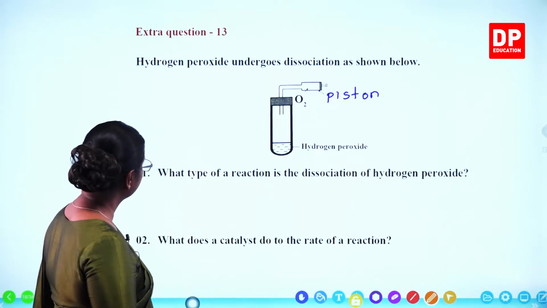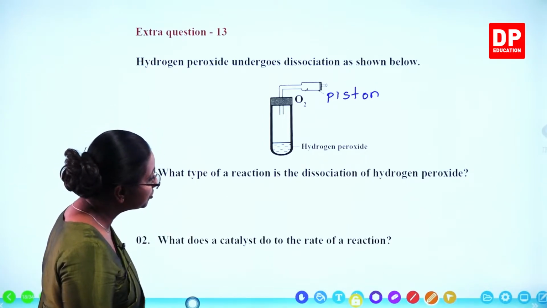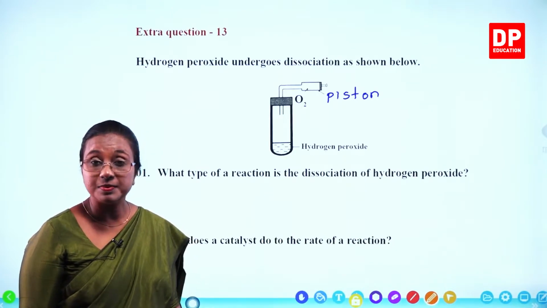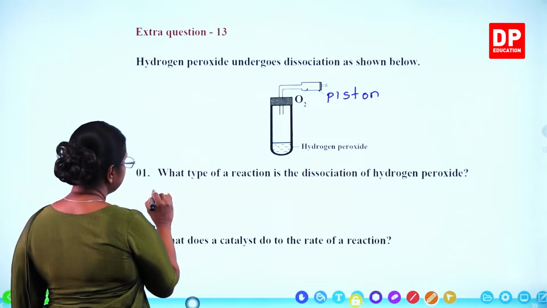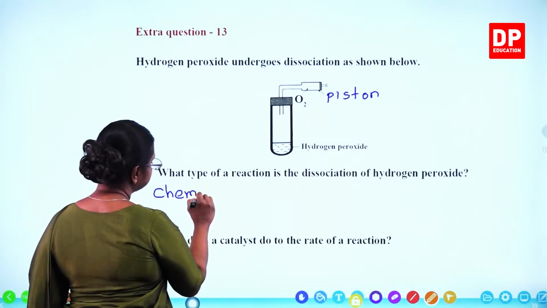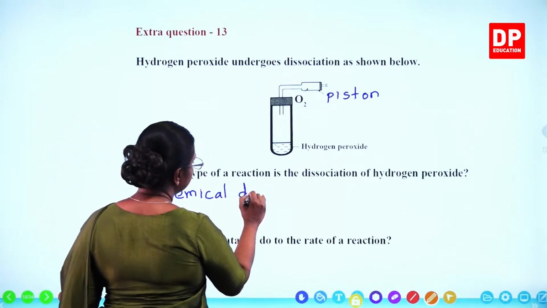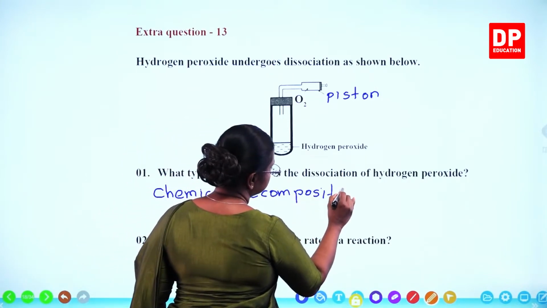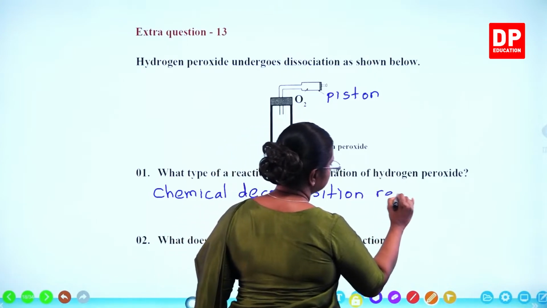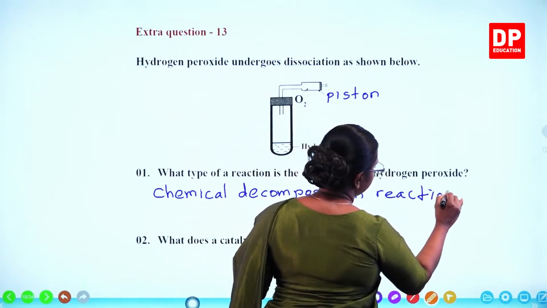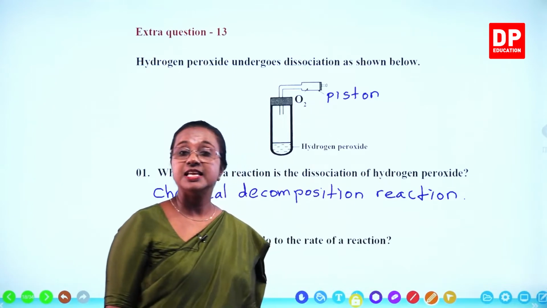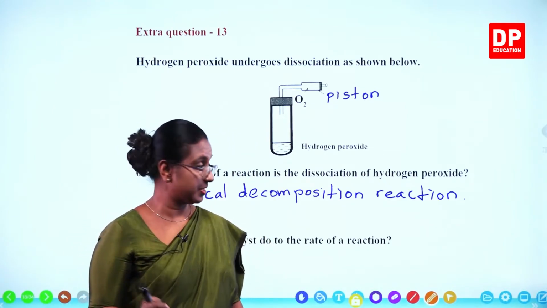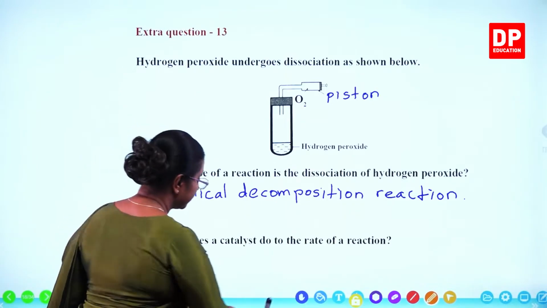So then, first one, what type of a reaction is the dissociation of hydrogen peroxide? It is a decomposition reaction. So it is a chemical decomposition reaction. You can remember, students, hydrogen peroxide is H2O2 that decomposes to form H2O and oxygen. So it is a chemical decomposition reaction.